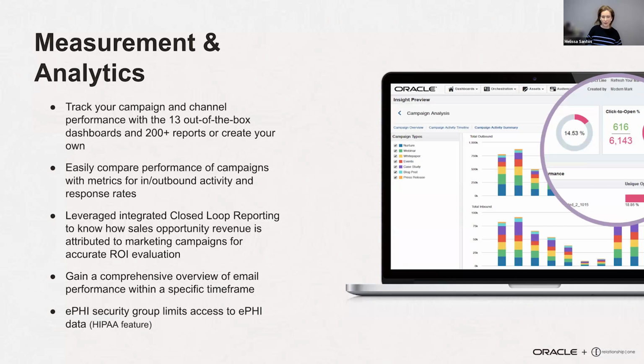Measurement analytics, that's at the core of what marketers do, right? We need to know what's working, what's not working. Let's do more of this, maybe less of this, modify that. And Eloqua comes with 13 out-of-the-box dashboards, over 200 reports that we can slice and dice however we need to. We can even track attribution across campaigns. So again, we can see what's having real impact to the business. The HIPAA feature is important here as well, right? Because we want to make sure that we're limiting who has access to some of this data. And our HIPAA feature does do that and make sure that we're limiting who can access any kind of personal information.